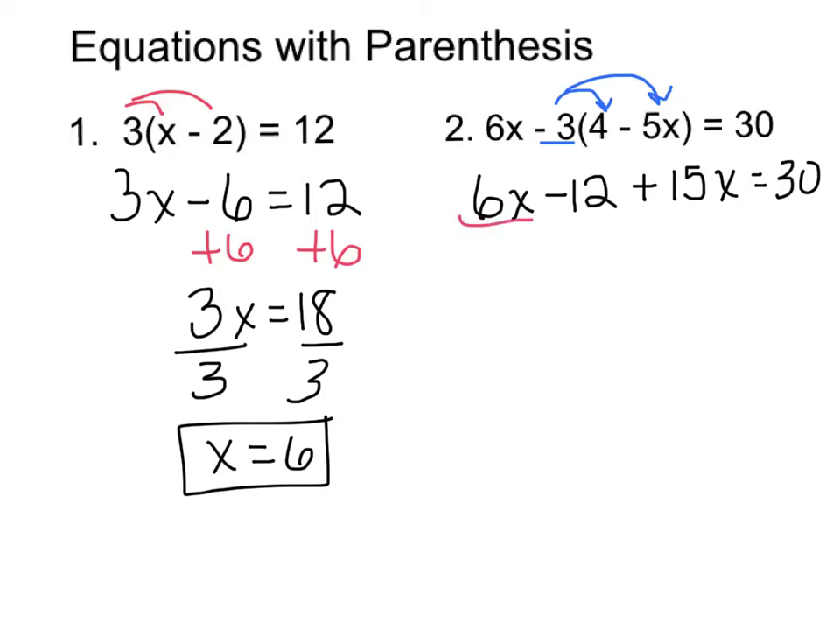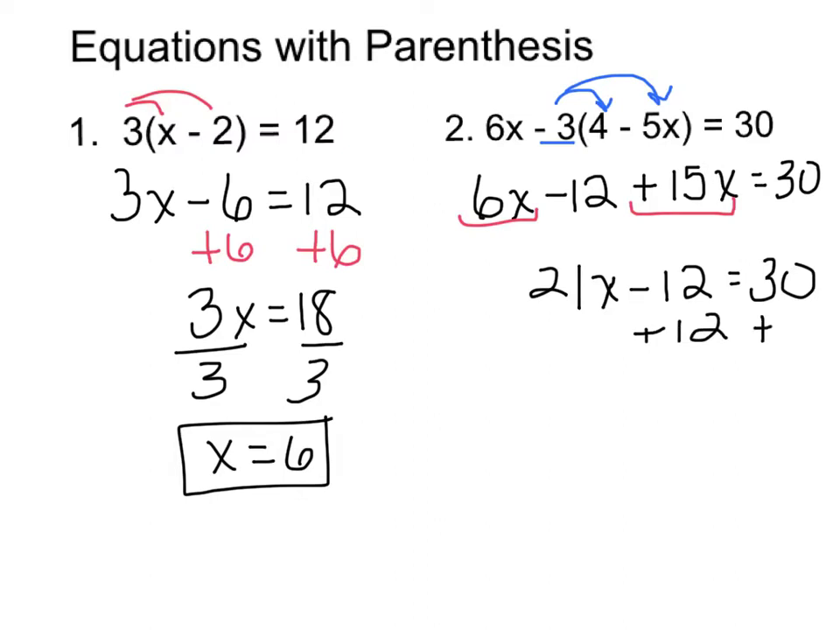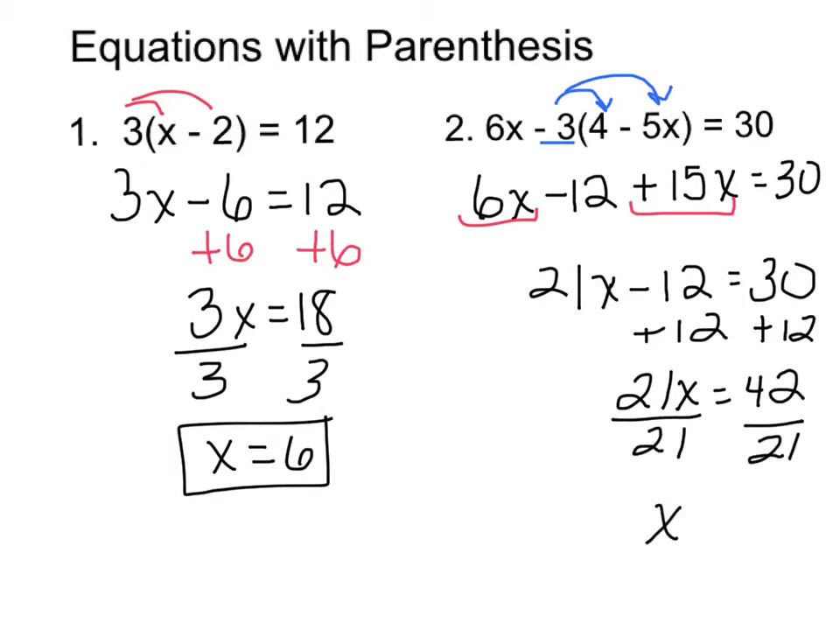Now we are going to combine like terms. They're on the same side, so I just add them together. 6x plus 15x gives me 21x minus 12 equals 30. Solve it using inverse operations. We're going to add 12 on both sides. That gives me 21x equals 42. Divide by 21. So x equals 2.